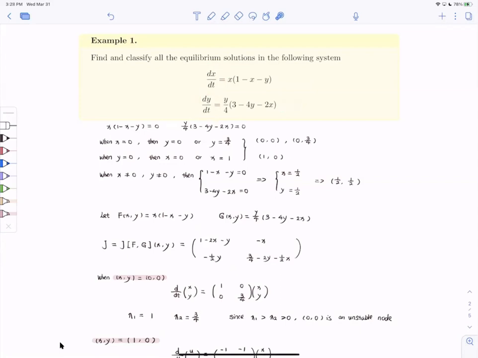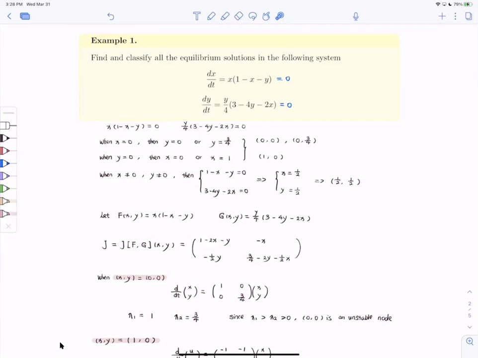So you want this to be 0, you want this to be 0, and you solve those two equations to find our equilibrium solutions. One is when x equals 0. If x equals 0, then this side will be 0 already, right? So you would have either y equals 0 or y equals 3 over 4. So x equals 0, y could be 0, then this side will be 0, or it could be 3 over 4, then this side will be 0 as well. Well, if y equals 0, this side is 0 already, so you look at this part. So y equals 0, then your x is either 0 or 1.